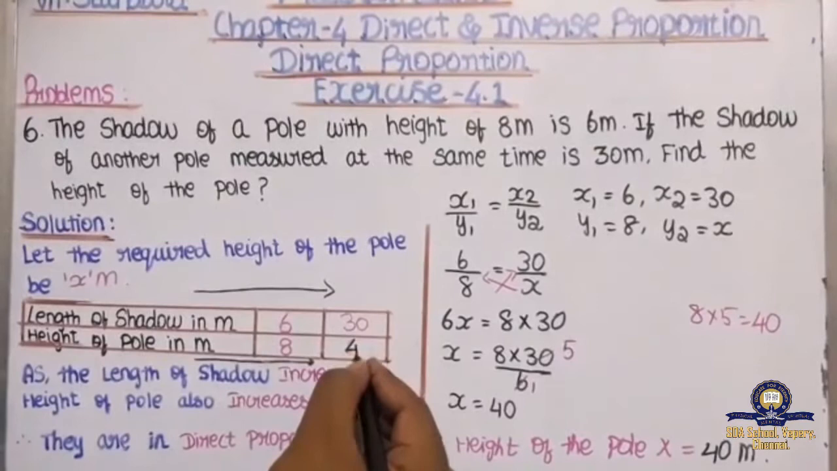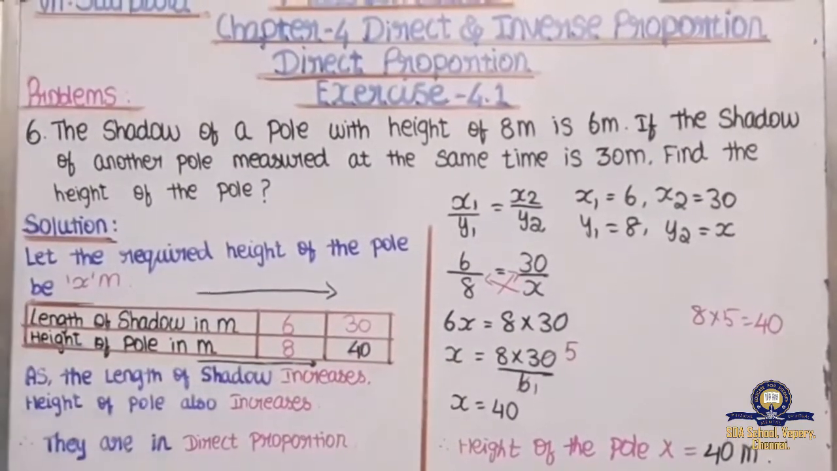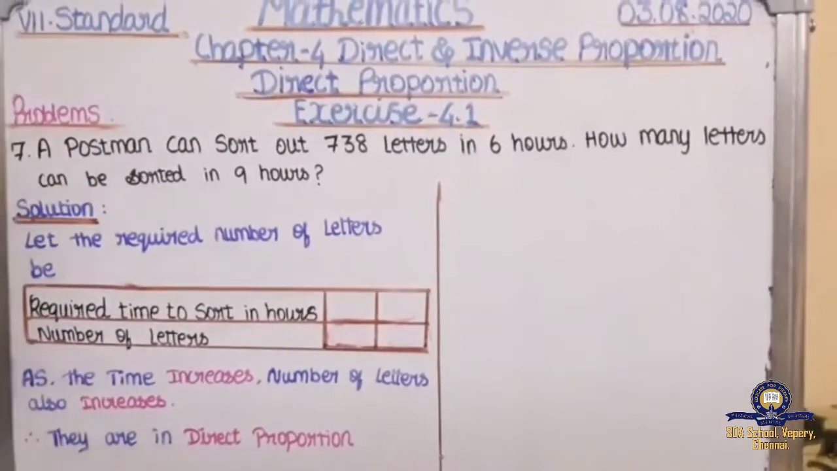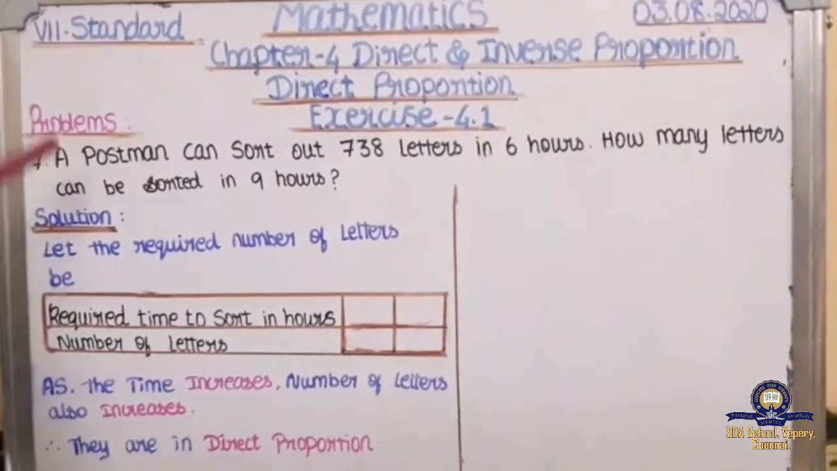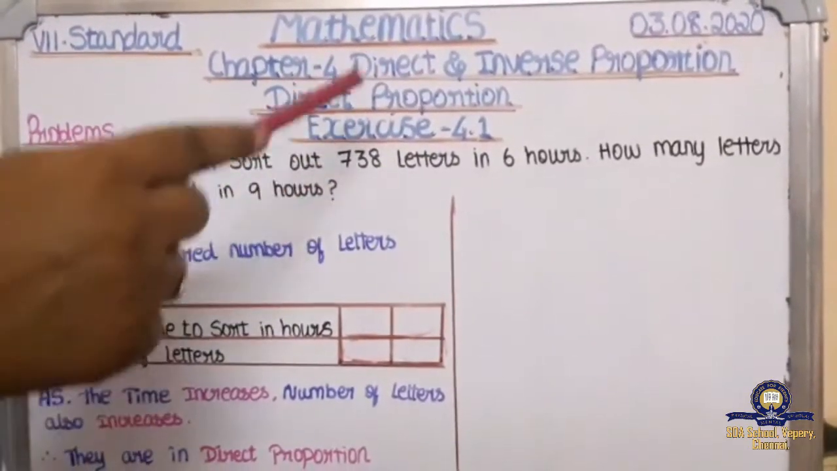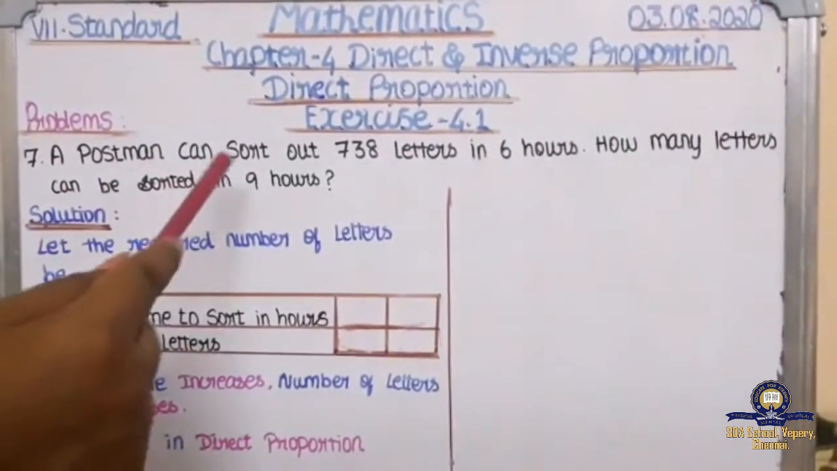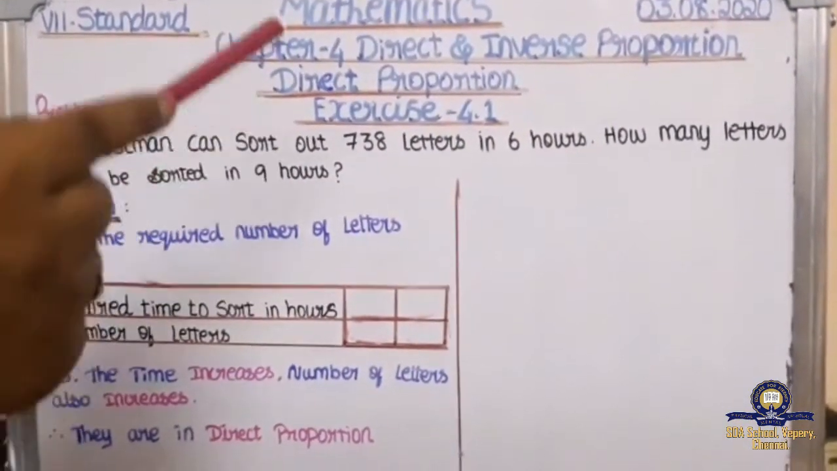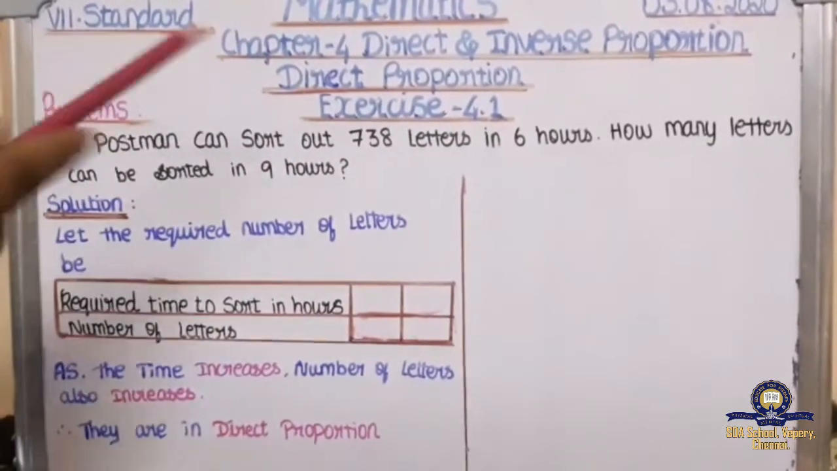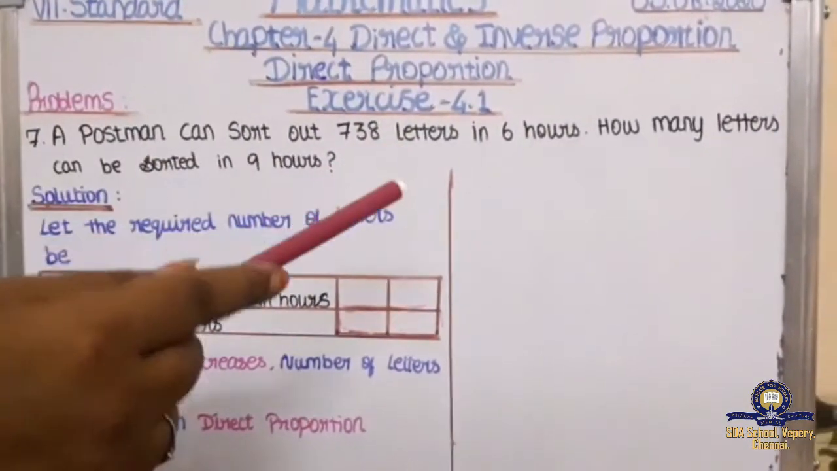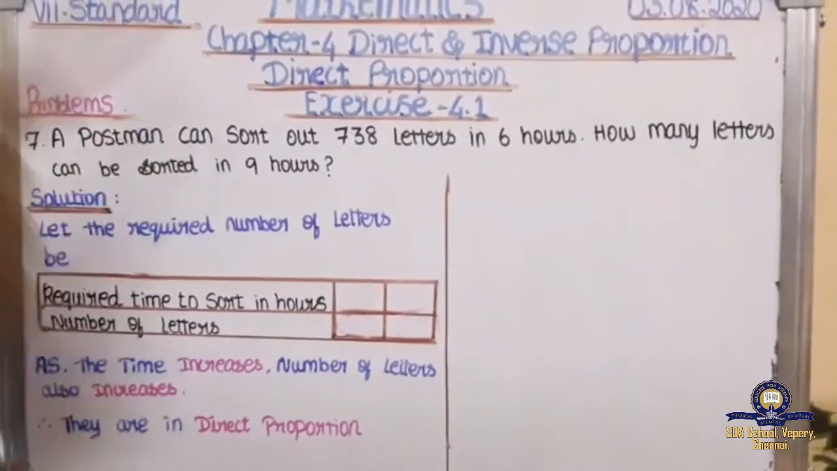What is the height of the pole? 40 meter. Now we move on to our next problem. The next problem given here is a postman can sort out 738 letters in 6 hours. Then how many letters can be sorted in 9 hours? So they given 738 letters in 6 hours. We need to find how many letters this postman can sort in 9 hours.